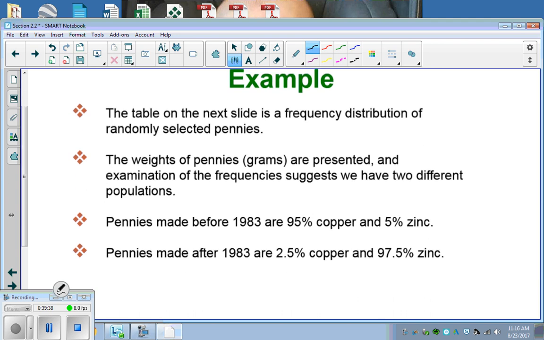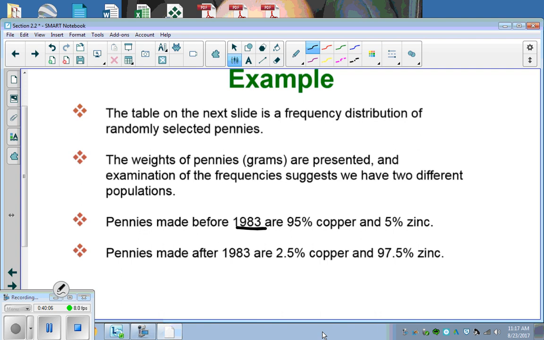So let's take a look at the example on the next page with the frequency distribution. It is weights of pennies in grams. Why is this true? Did you guys know that pennies made before 1983 are 95% copper and only 5% zinc?